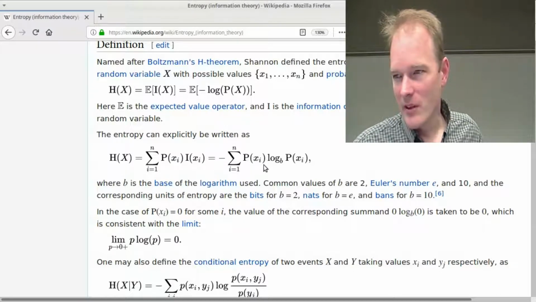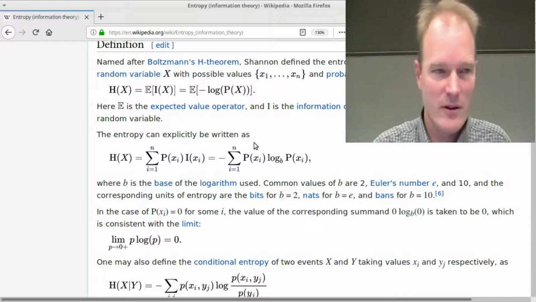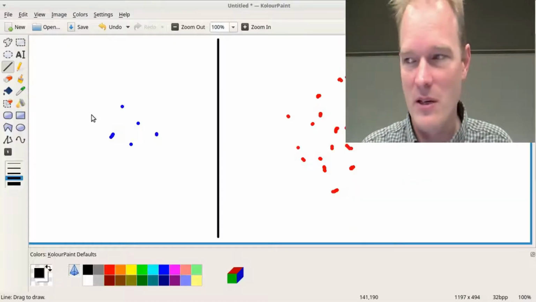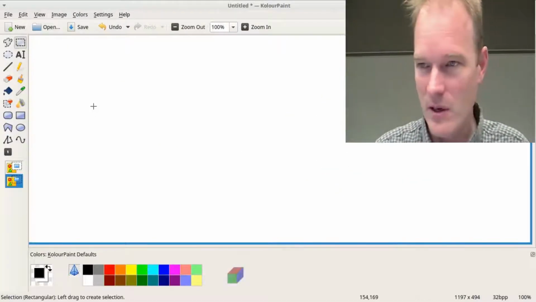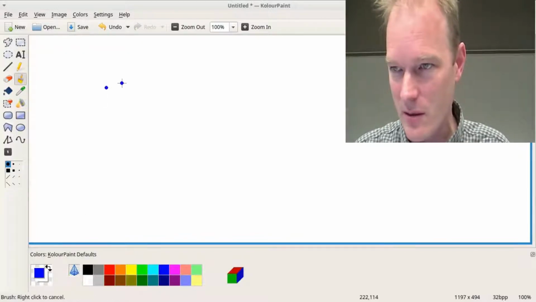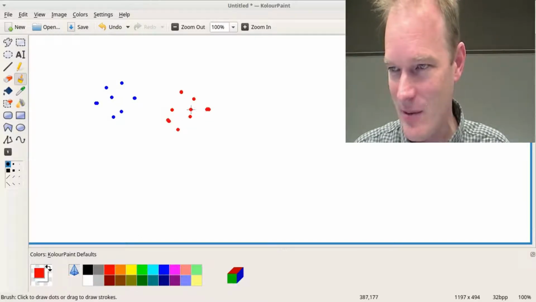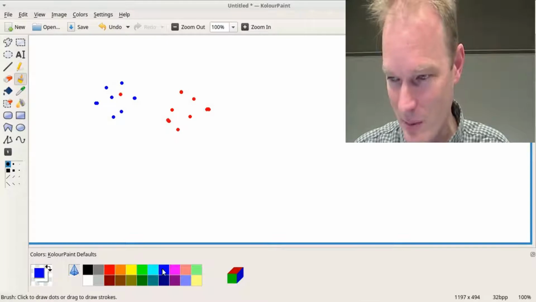Negative probability of X times the log of probability of X. Anybody seen this equation before? Well, this is the equation for entropy. And here's how we use it. Let's suppose we're trying to evaluate two divisions. I know this looks just like the data I had, but I have a reason for redoing it, because I'm going to mess it up a little bit.